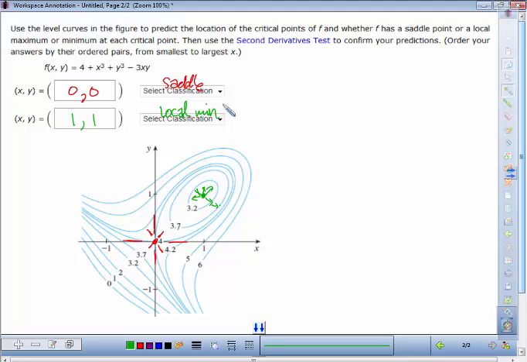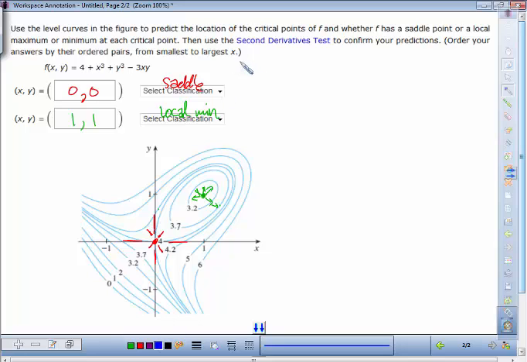So those are some key features. Think about the x's when you're looking at level curves. If you see x's like this, those are good candidates for critical points and saddle points. If you see holes, enclosed figures, ellipses, circles, things like that, those are also good candidates for local max and mins. And you just need to look at the levels to determine whether it's a maximum or a minimum.